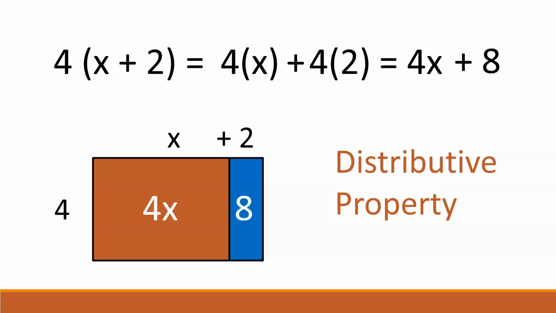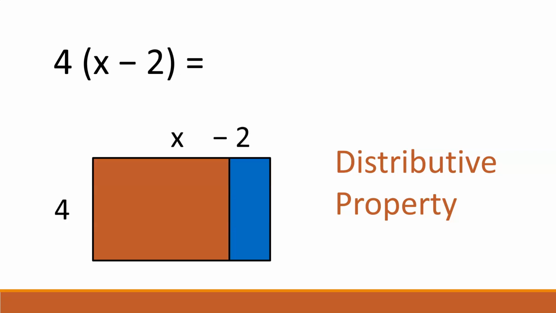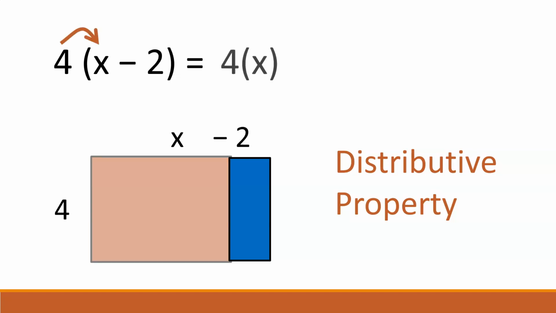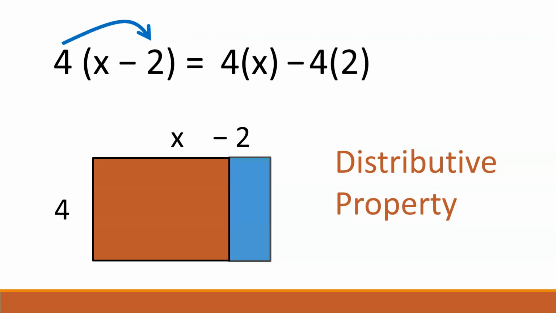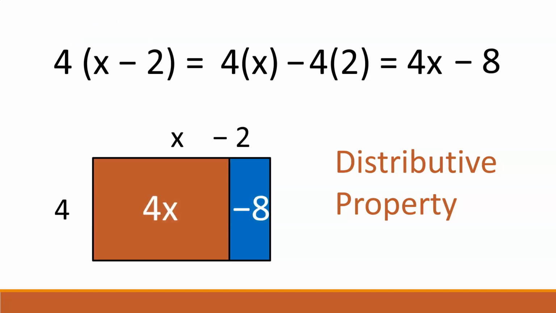Now let's try another one. What if we change that to 4 times the quantity x minus 2? Does that change anything? Well, not really. Here's what our model looks like. It measures 4 units on one side, x minus 2 units on the other side. The area of the orange part is 4 times x, minus the area of the blue part, which is 8. So our total area is 4x minus 8.